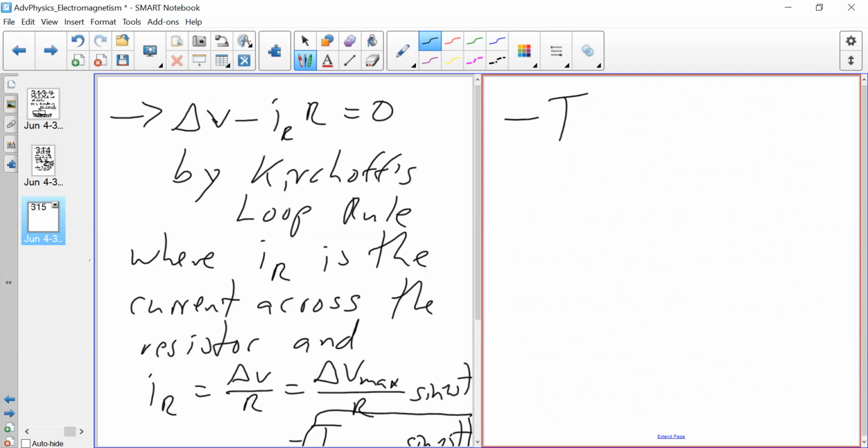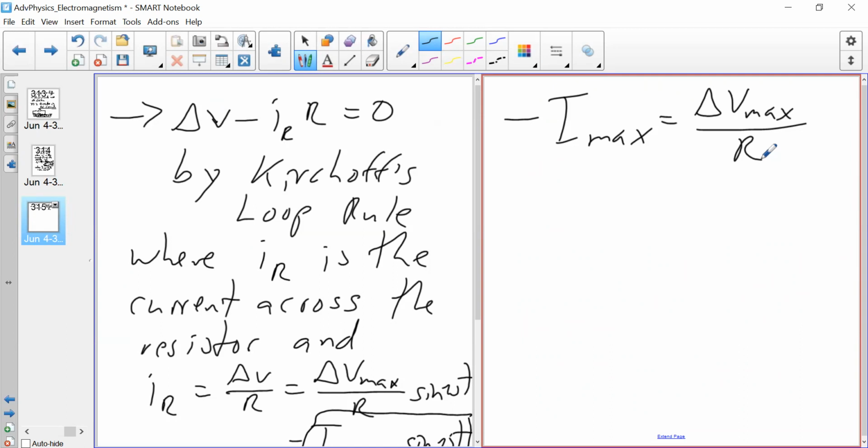So let's just say I max is going to be delta V max over R, and that's when your sine omega t is approximately equal to 1. That's only going to happen at certain points. Sine is equal to 1 when omega t, or theta, is equal to, say, 90, 270. It's always going to be a max at those points.